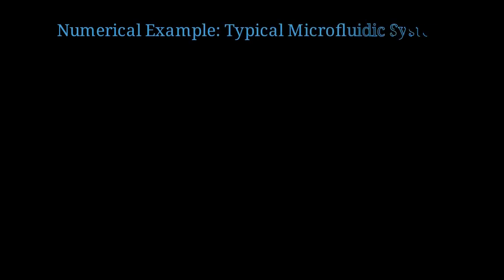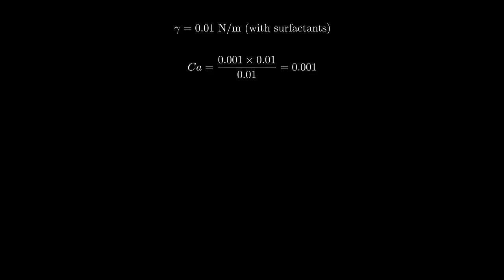Let's plug in some real numbers to see what capillary numbers look like in practice. For a typical oil carrier fluid, the viscosity is about 0.001 pascal seconds, similar to water. A typical flow velocity in microfluidics is 1 centimeter per second, or 0.01 meters per second. With surfactants present, the interfacial tension is typically around 0.01 newtons per meter. Calculating the capillary number, 0.001 times 0.01 divided by 0.01 gives us a capillary number of 0.001.